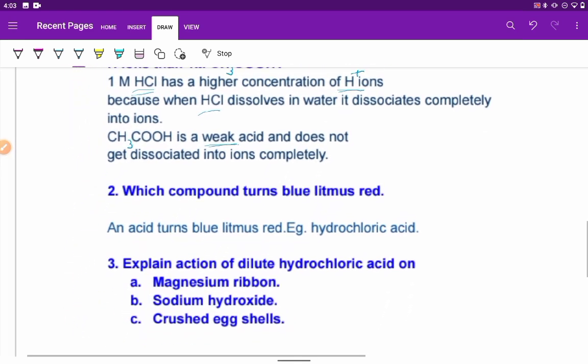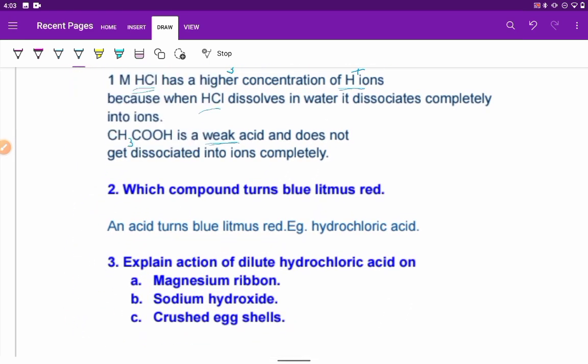Next, which compound turns blue litmus red? Blue to red means it is an acid. Acid turns blue litmus red, like hydrochloric acid.